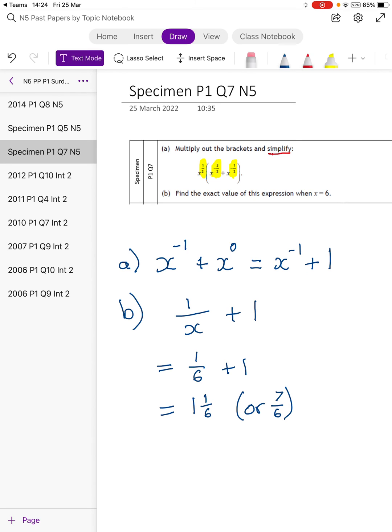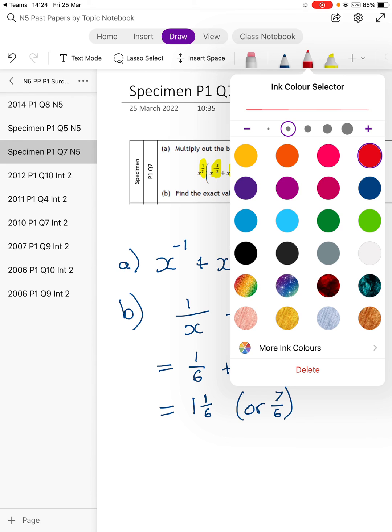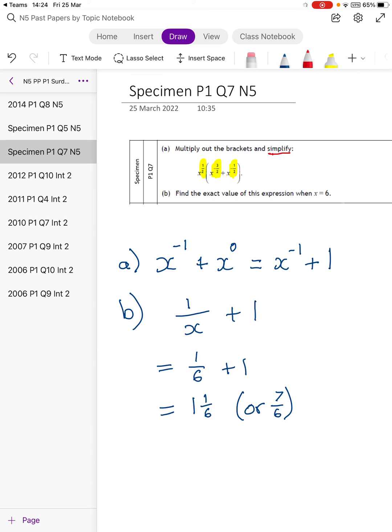So sorry, I'm just going to put the marks on. Keep opening this by mistake. How do we close it again? Who knows? Right, that looks good.